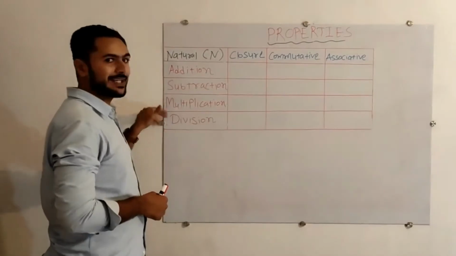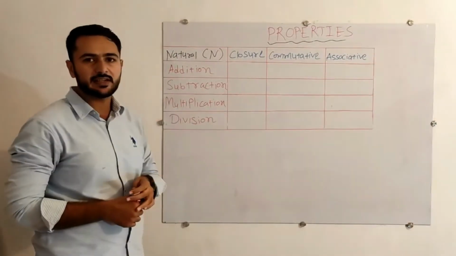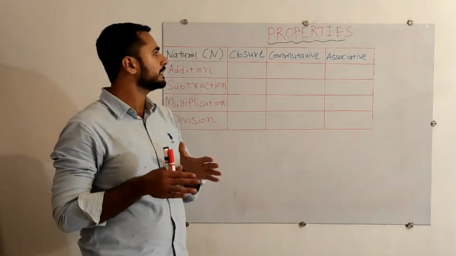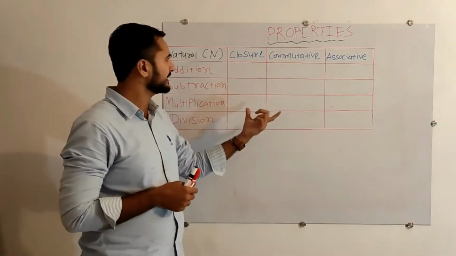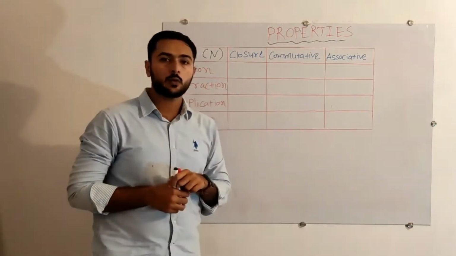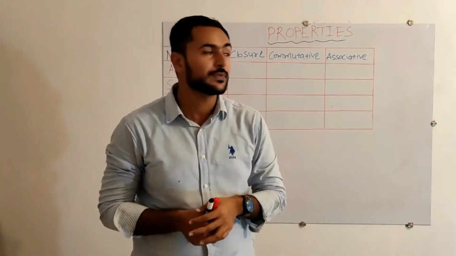These are the mathematical operations as we learned. So that is addition, subtraction, multiplication and division. Mainly there are different properties, but right now we are just going to discuss these three properties: closure, commutative and associative. Now the question arises, what is closure, what is commutative and what is associative?